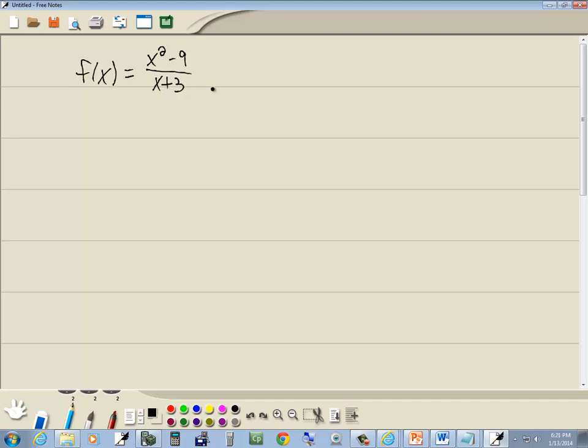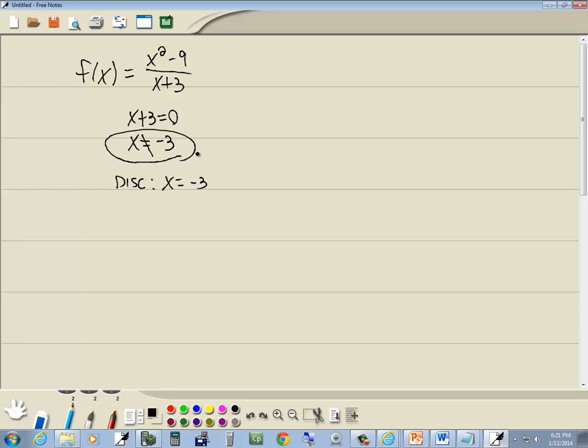If you set your denominator equal to 0 and solve it, we get x is equal to negative 3. This is a value that causes the denominator equal to 0, which means we can't have that. So x cannot equal negative 3. It means we have a discontinuity at x is equal to negative 3.